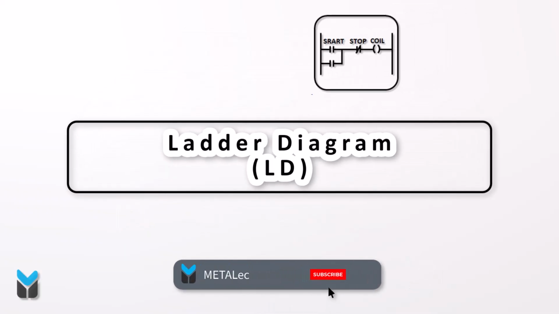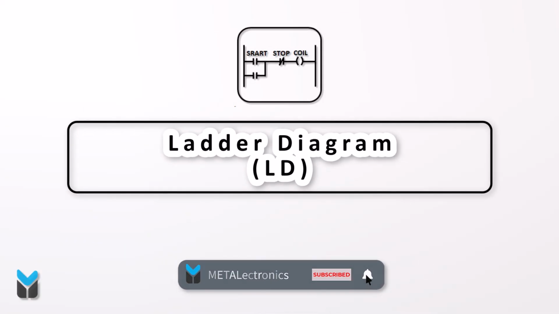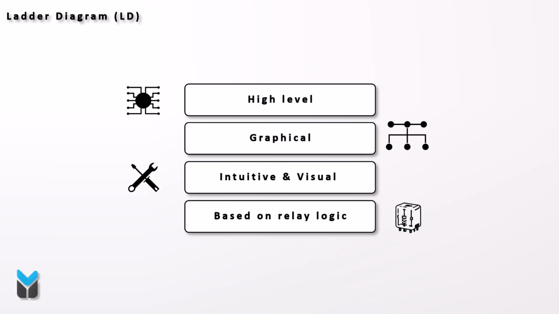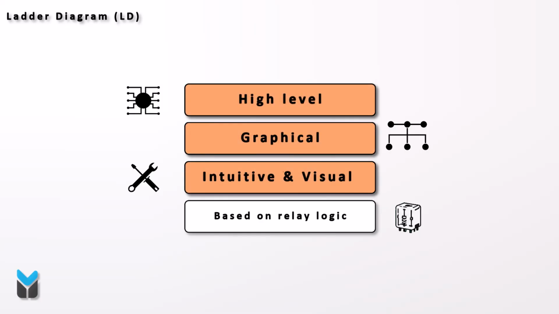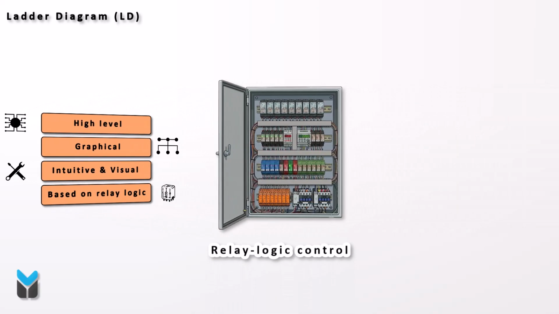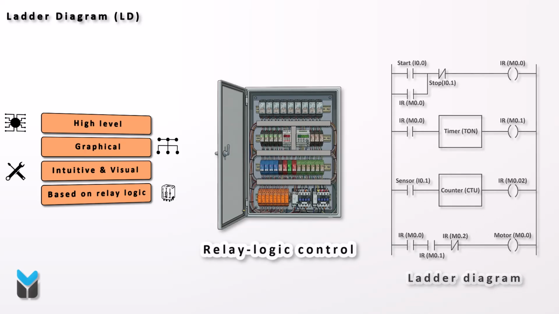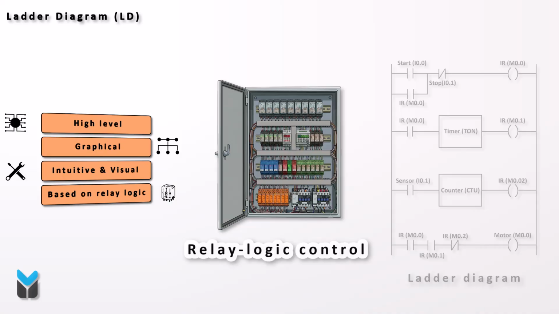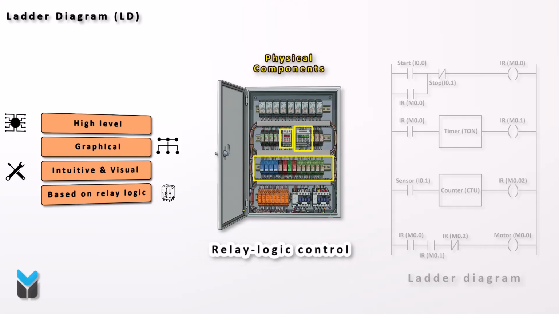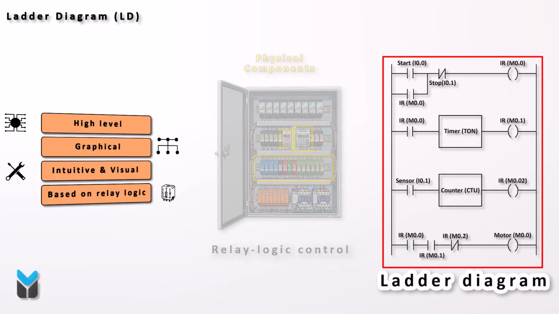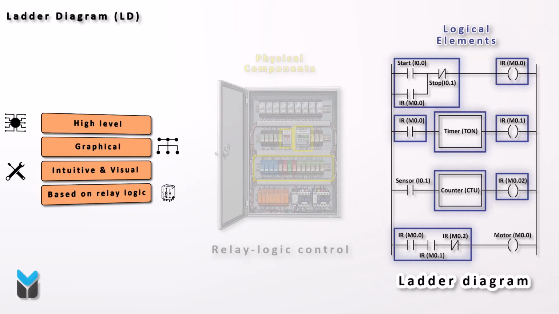Now, let's jump into ladder diagram, or LD. Ladder diagram is a high-level graphical programming language. It is intuitive and visual, making it easy to understand and design control systems. This language is based on traditional relay logic, so it closely resembles real electrical circuits. In a relay-based system, control is done using physical components like relays, timers, and counters. But in ladder diagram, these are represented as logical elements inside the PLC.